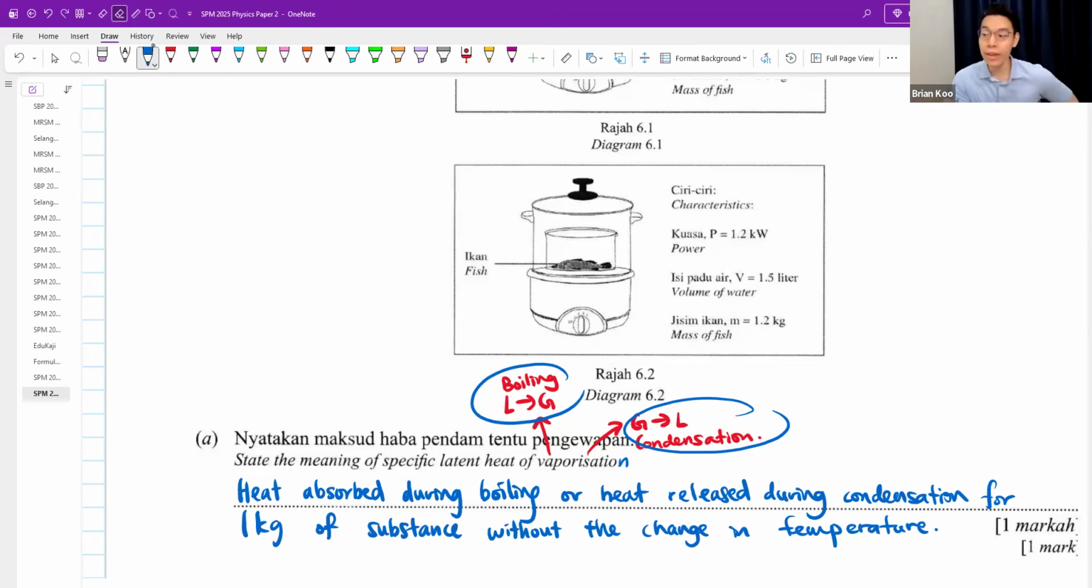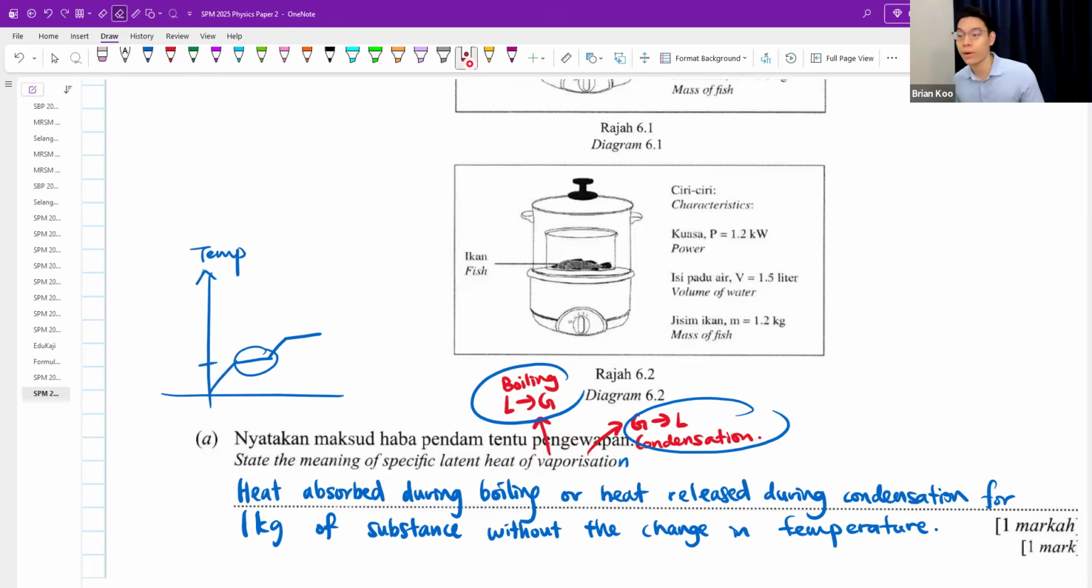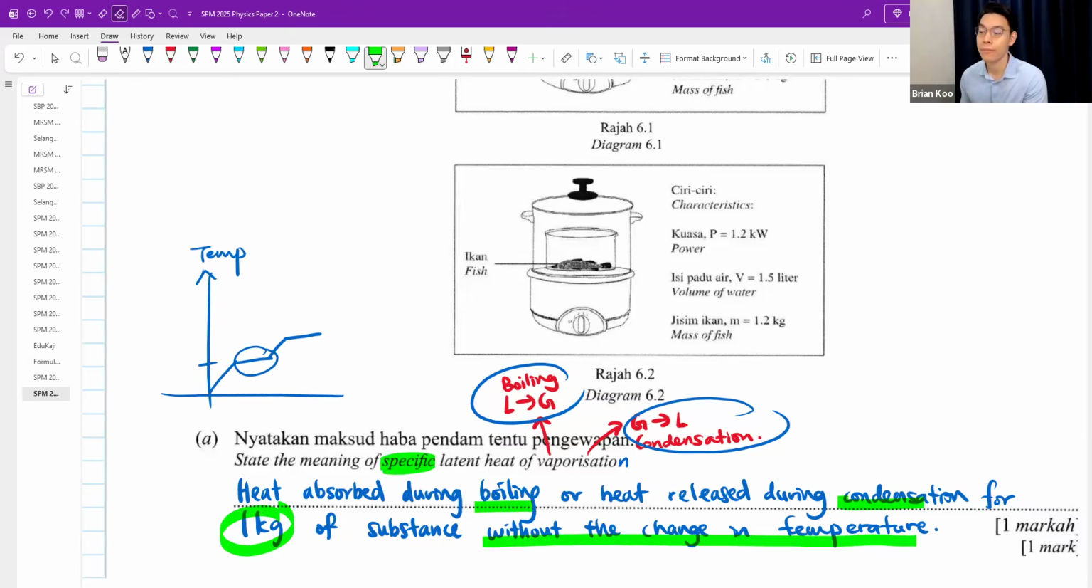Okay. Why? Because when you change phase, boiling or condensation, you think about your heating curve, let's say. When you change phase, the temperature never changes. Right? The graph is flat. Change phase won't change temperature. Like when you boil water, water only remains at 100 degrees Celsius at the boiling point. Does not change temperature. That part is important. Okay, must have 1 kg because they have the word specific.